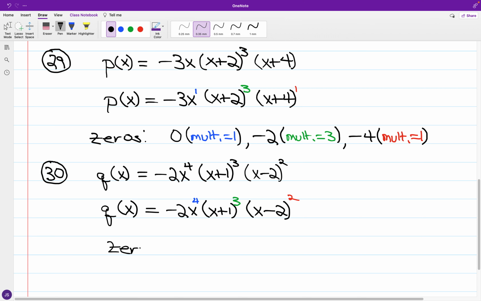Now for what we have in the case of the zeros, again, just like negative 3 from number 29, with negative 2, this is just a constant multiple, and so the variable factor at the front is still going to be x, and we still have that the 0 value is 0 itself. So we have 0 from x, and since x is raised to the 4th power, 0 is going to have a multiplicity of 4.